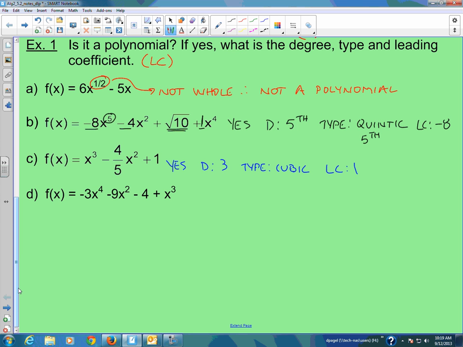And lastly, for D, whole number exponents, real coefficients. So yes, the degree on this is a 4. So that means it's a quartic. And it has a lead coefficient of -3.